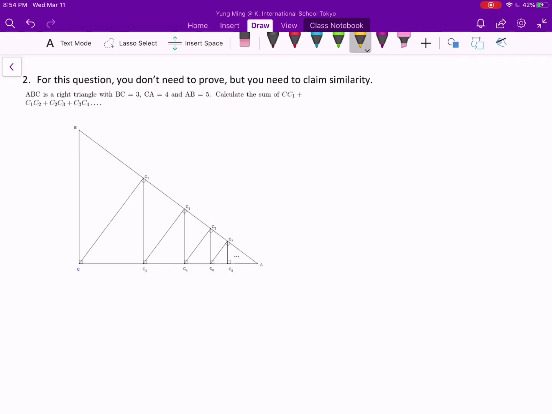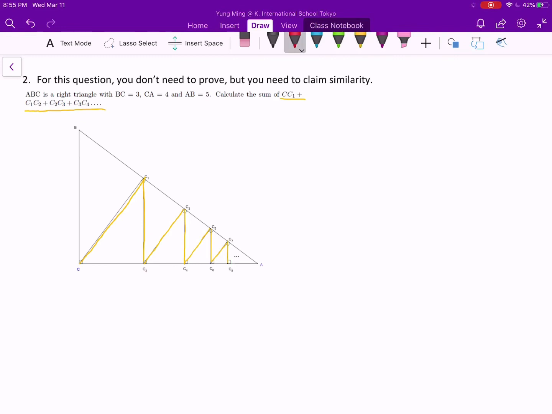Now, before we get started, I want to point out what exactly we're looking for. We're looking at C C1, C1 C2, C2 C3, C3 C4. What are they? C C1 is a line segment from C to C1. C1 C2 is a line segment from C1 to C2. C2 C3, same thing. C3 C4, and so on. So basically, we're finding the total length of this zigzag thing over here. Imagine it goes on forever.